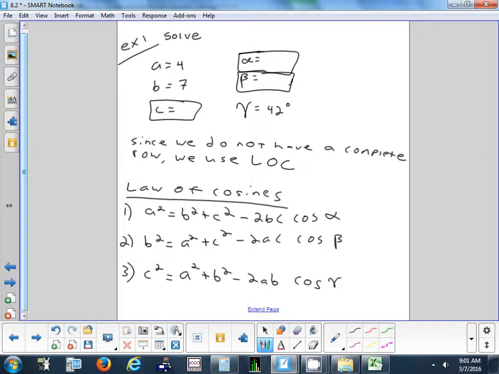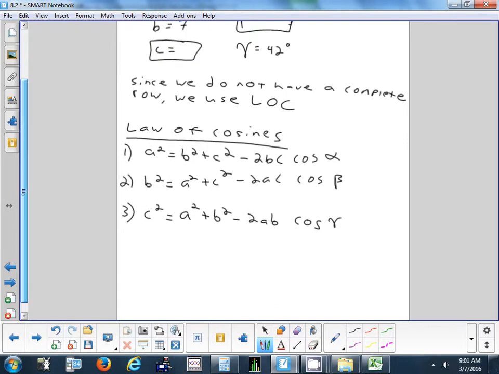Okay, so with a side angle side problem, you have to start with a certain version. And then after that, you can pretty much solve it any way you want. But we have to start with version 3. Any question on that? Okay, so let's fill into version 3.